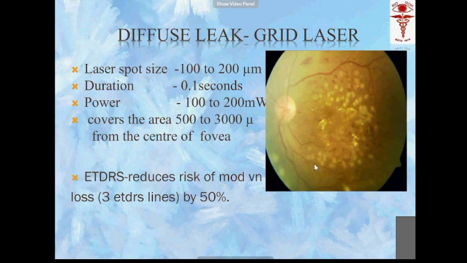So you can nicely see a grid laser given. So these white patches are immediately after the grid laser. So for the macular edema, which is not involving the center, if it's involving the center, we give an intravitreal anti-VEGF. If it's more peripherally involving the macula, we do what is called as a grid laser. And the laser which we generally use is a frequency doubled Nd:YAG laser with a wavelength of 532. It's a green laser. Okay.